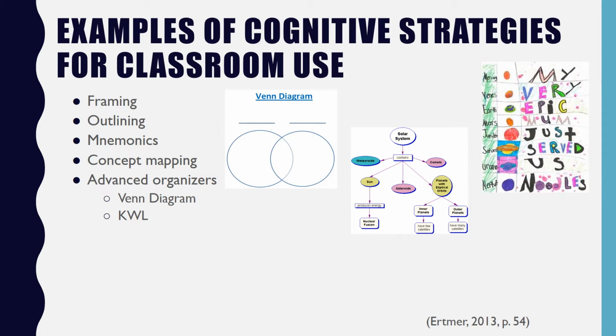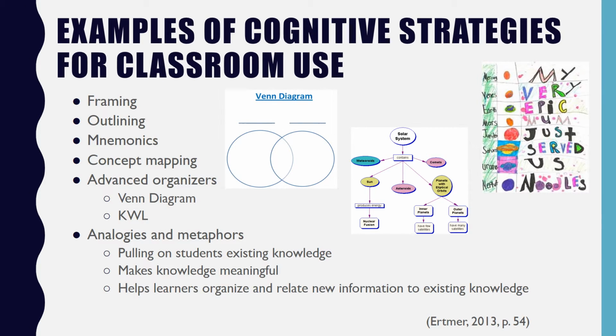Another main idea of a cognitive classroom is pulling on the prior knowledge of the students. Two strategies that can help students use their prior knowledge are analogies and metaphors. These strategies make the information meaningful and help them to organize and relate new knowledge to existing knowledge.